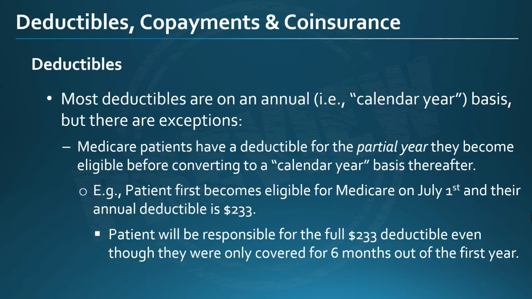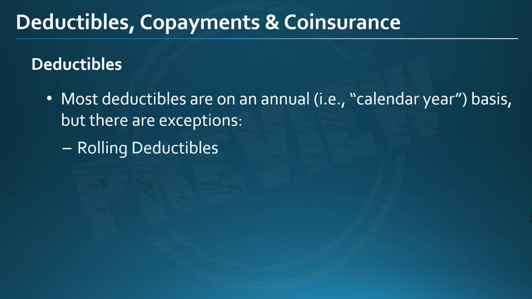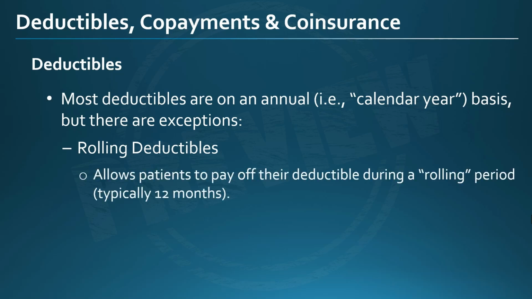Some plans offer what are called rolling deductibles. Unlike most plan deductibles, which typically reset annually, a rolling deductible allows patients to combine eligible medical expenses from various claims during the so-called rolling period, often 12 months, until the deductible is met.